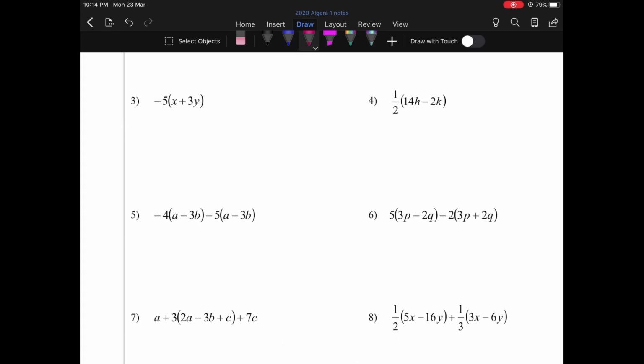Question 3. You have to distribute negative 5 into every term in the bracket. So you should be getting negative 5x. Negative 5 times positive 3y, you will get negative 15y.